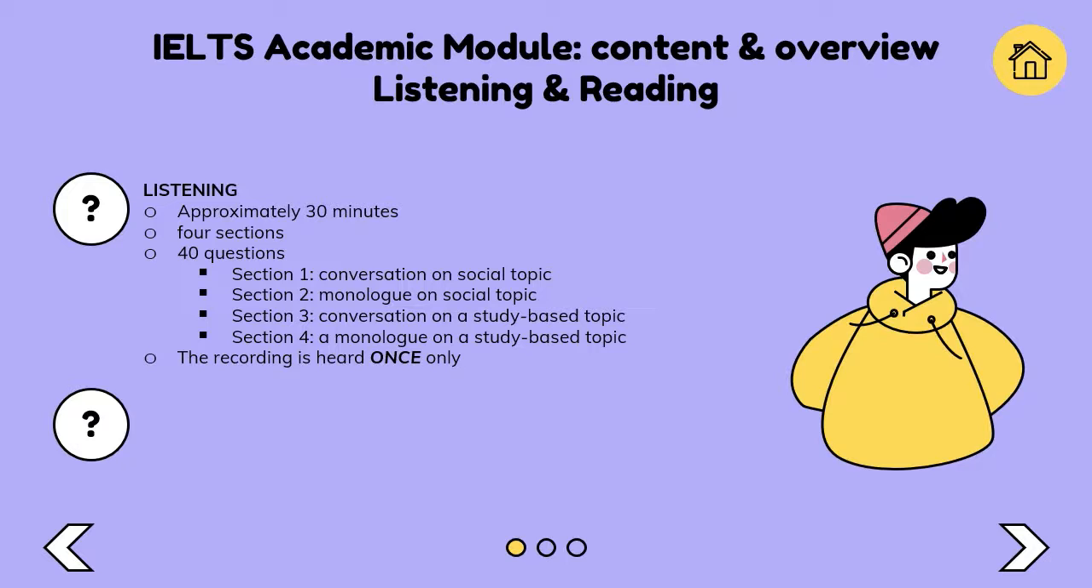The first part itself usually talks about a social topic or about daily life. For instance, reservation through phone call. In section 2, you will listen to a monologue on another social or daily topic. Let's say a representative from a company giving an explanation about the new program. In the third section, you will start to listen to a conversation on academic topic. For example, a classroom discussion about economy or biology. While in the last section, you will listen to a monologue about academic topic, such as a lecture on history.